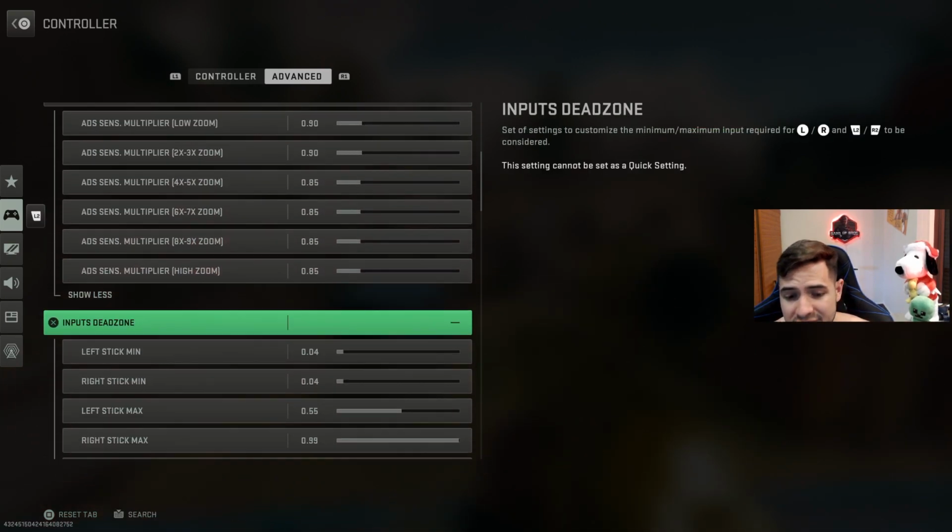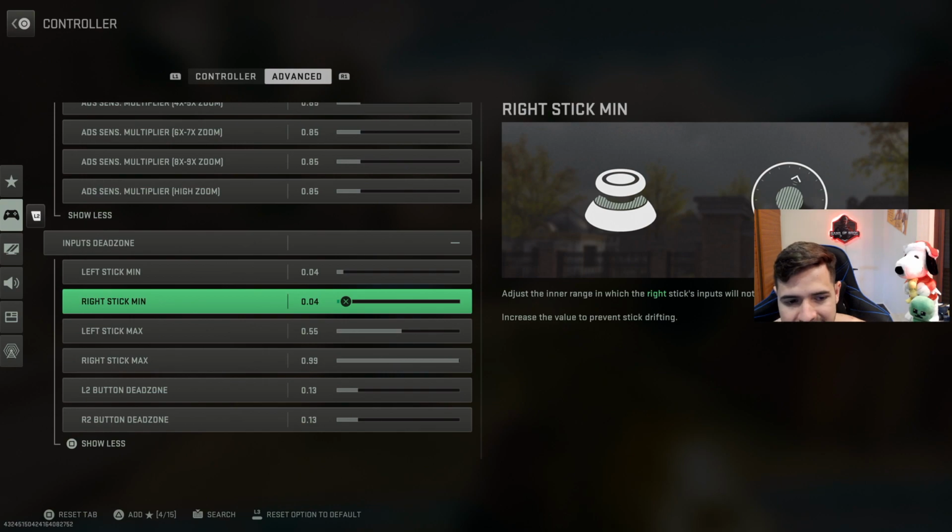Now, what is another setting that affects this? Well, it's going to be your dead zone as well. So if we go here into the left stick and right stick dead zone, obviously it's going to be our right stick, which is going to be our aiming one.